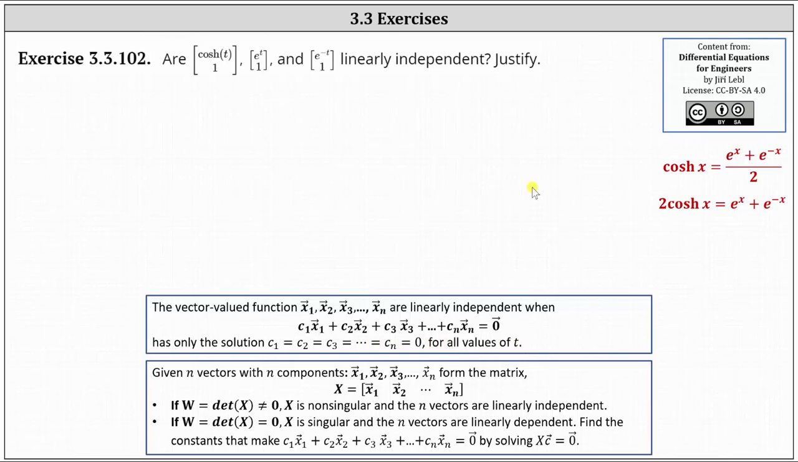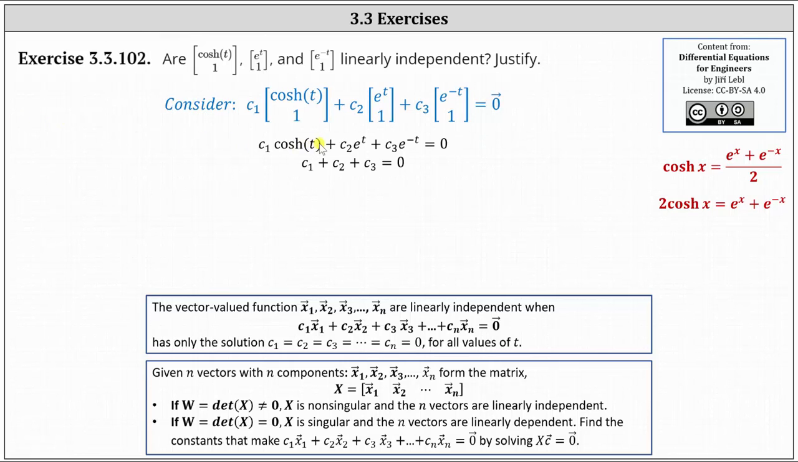To check for linear independence, let's check the vector equation c1 times x1 plus c2 times x2 plus c3 times x3 equals the zero vector. And now let's write the corresponding system of equations. We have c1 hyperbolic cosine t plus c2 e to the t plus c3 e to the negative t equals 0, as well as c1 plus c2 plus c3 equals 0.